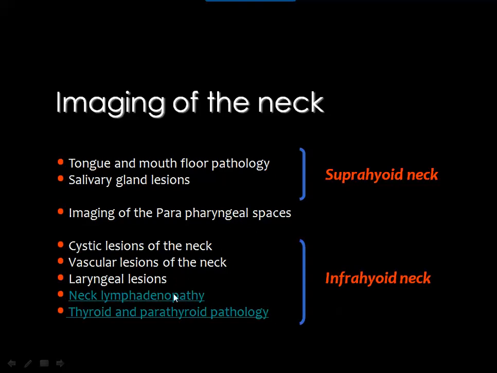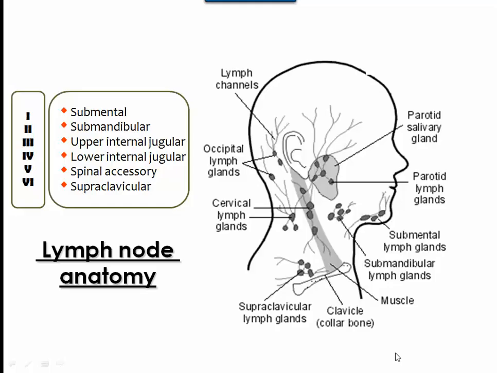And infrahyoid neck, we have discussed the cystic lesions of the neck, the vascular pathology, and the laryngeal imaging in the first part of this infrahyoid neck. And now we will deal with the neck lymphadenopathy as well as the thyroid and parathyroid pathology, inshallah.